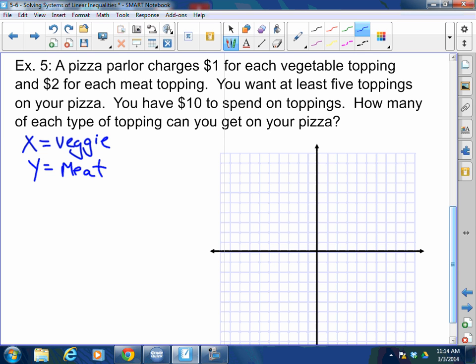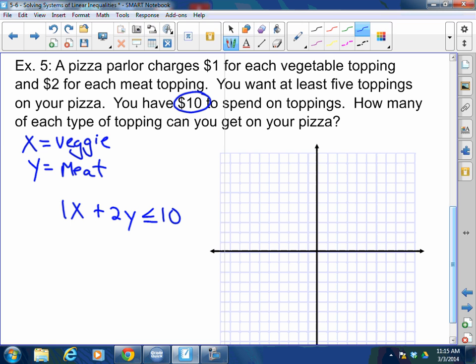Very good. Great start. Now, what do I know? Each vegetable topping is $1 and each meat is $2. So 1x plus 2y has to be less than or equal to 10. Fantastic. You have $10 to spend. So that means $1 for every veggie topping plus $2 for every meat topping has to be less than or equal to $10. What else do you know?